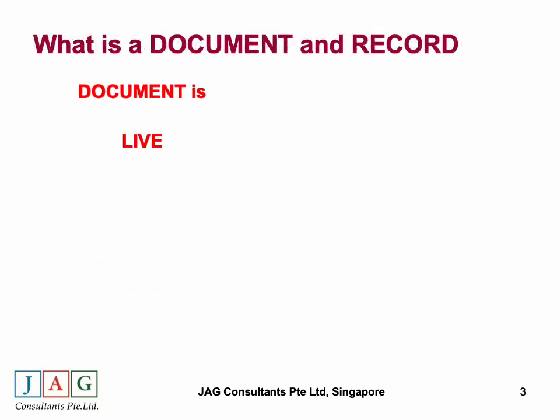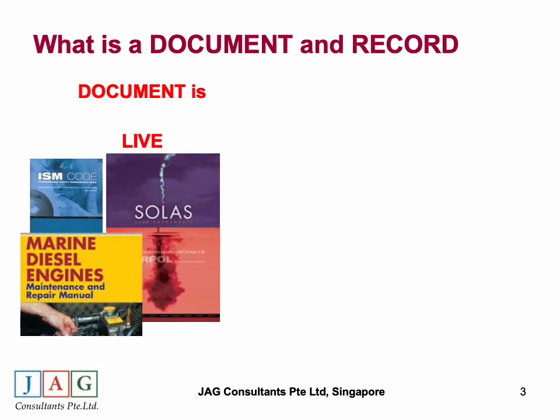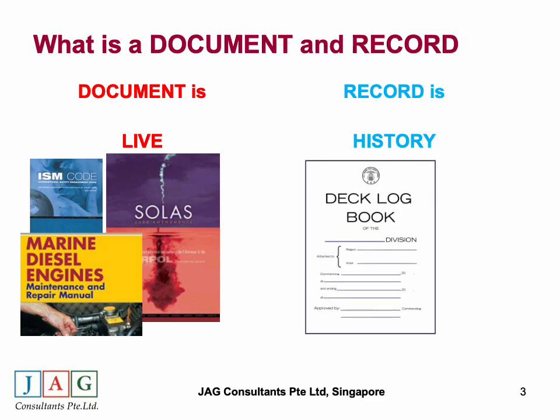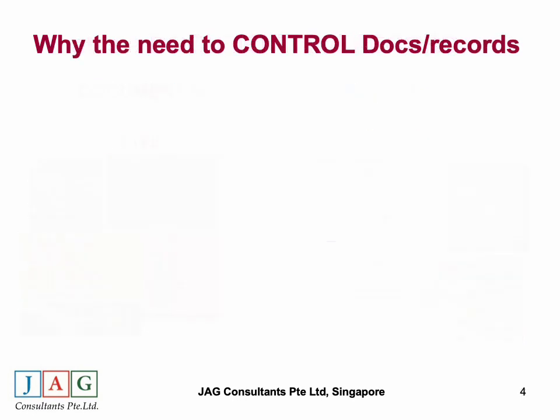So now what's a document? A document is something that's live. Live means that's current, like a current publication of the ISM Code, the SOLAS, or the maker's manual. These are all live documents, right? They're called live because they're current. And in fact even an SMS manual, a bridge manual is a live document. What is a record? A record is historical, like a deck logbook, and you can have certain other records. So that's history, which means once you write something on a format or fill up a logbook entry.